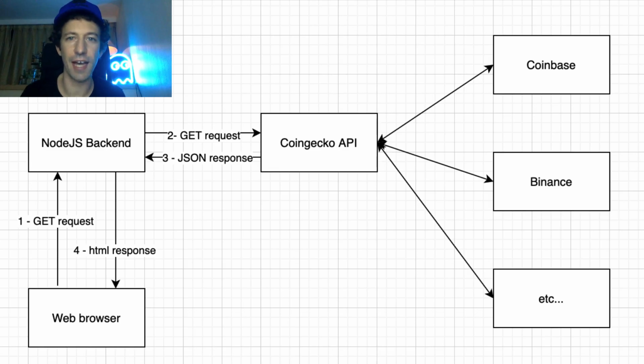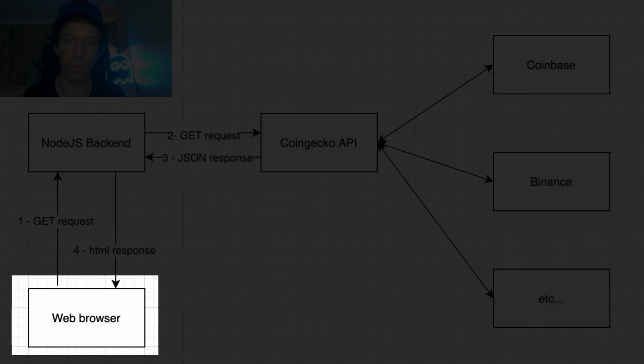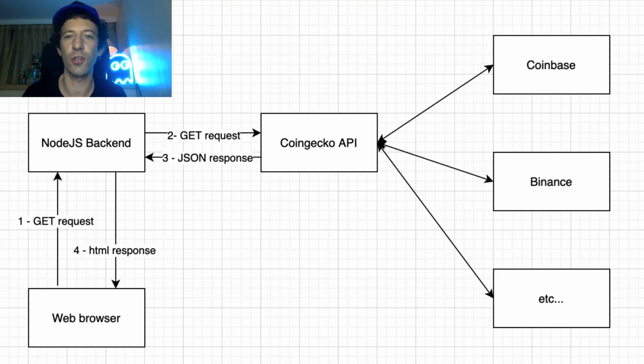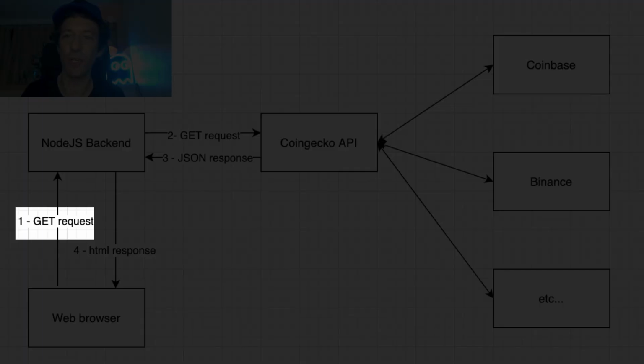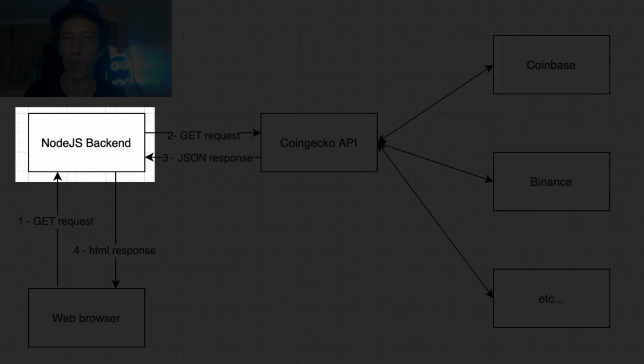So here is the architecture of what we're going to build. We start from the web browser of the user. When the user wants to load our app, he visits the URL and his web browser sends a request to our Node.js backend. That's where we will write all of our code.